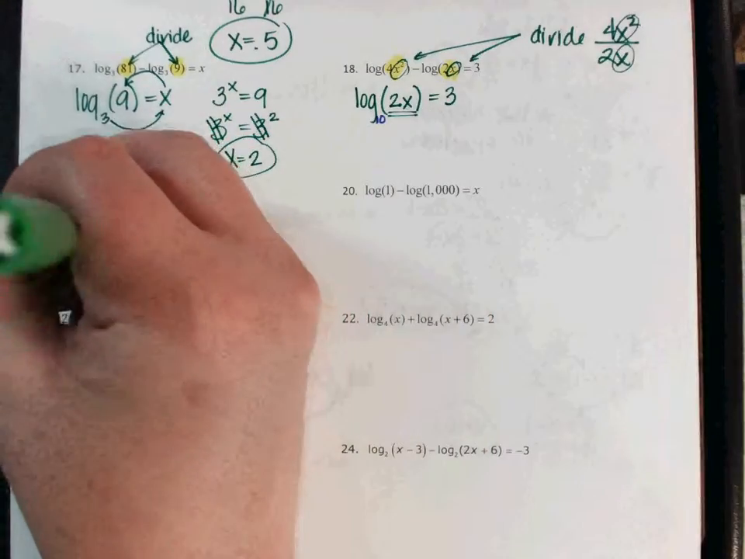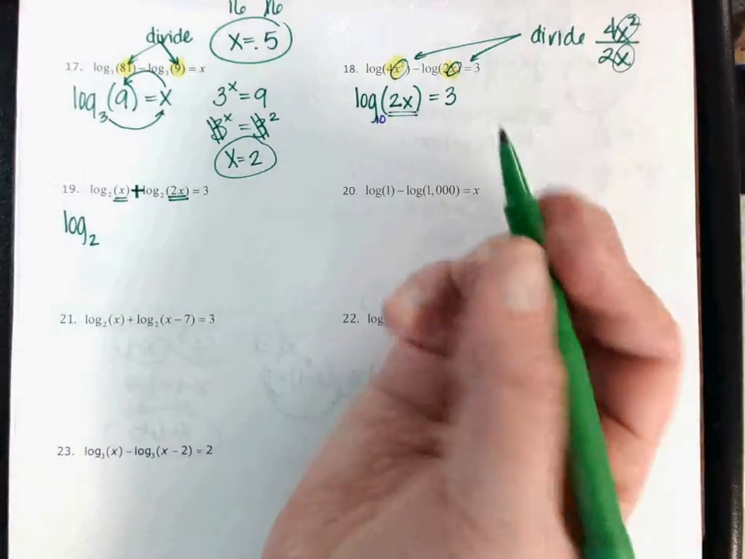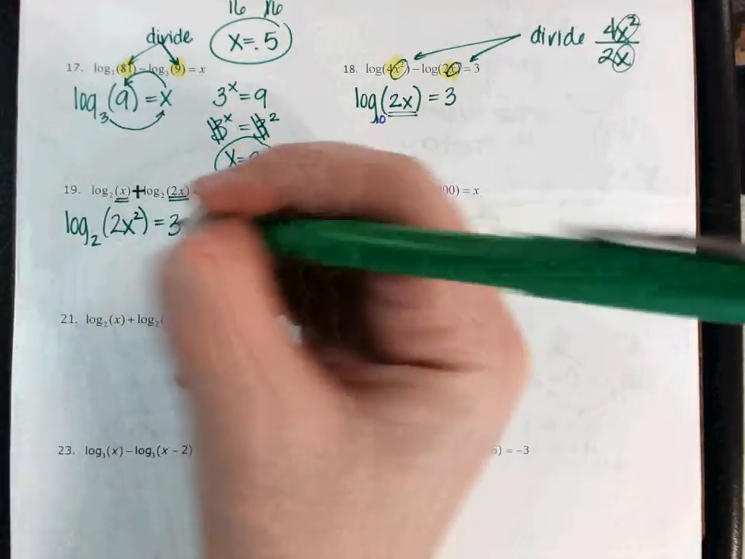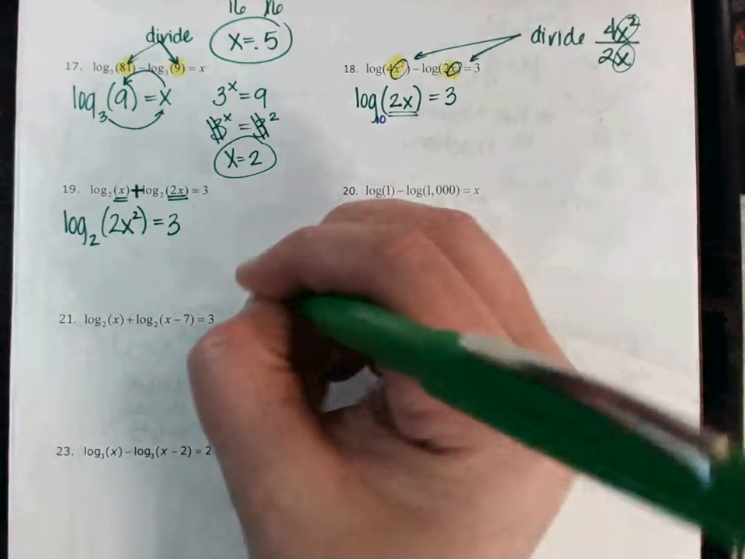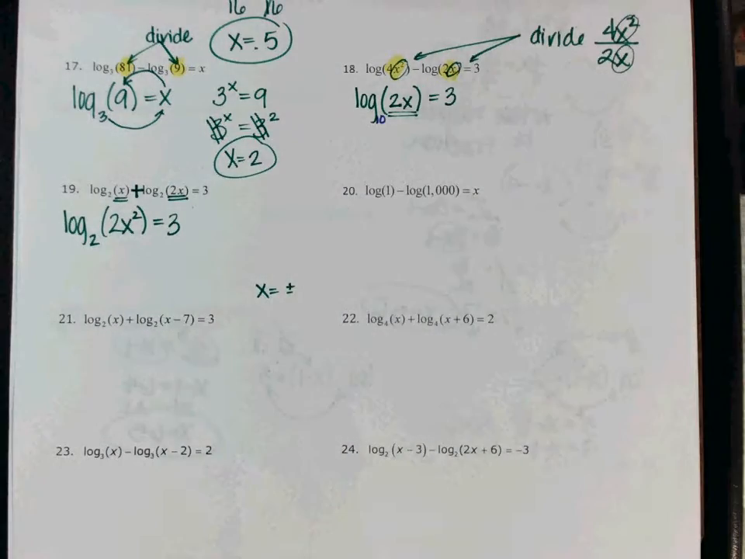Multiplying. So I'd have log little 2. And then if it's x times 2x, that's going to be 2x squared. And remember that anytime your answer comes out to be squared, you're going to end up with 2 answers. So you're going to get plus or minus and then a number. So I'll put over here x equals, should we just do it? Just do it.